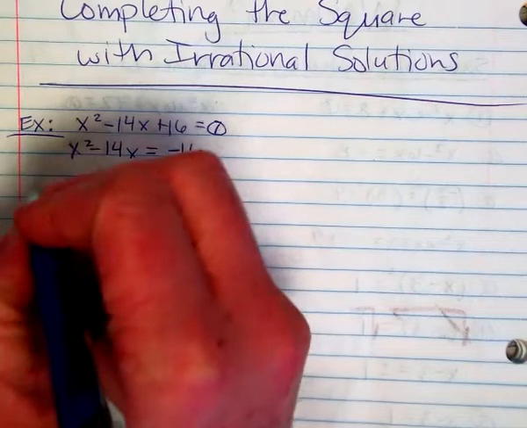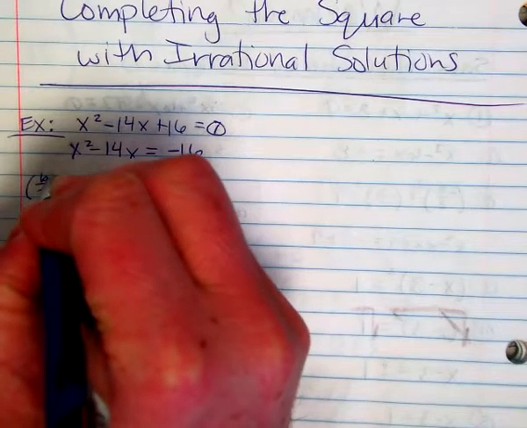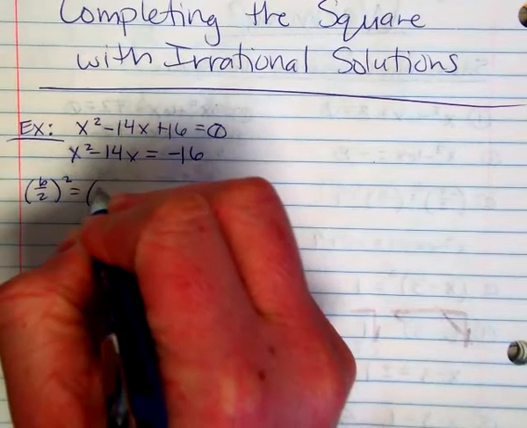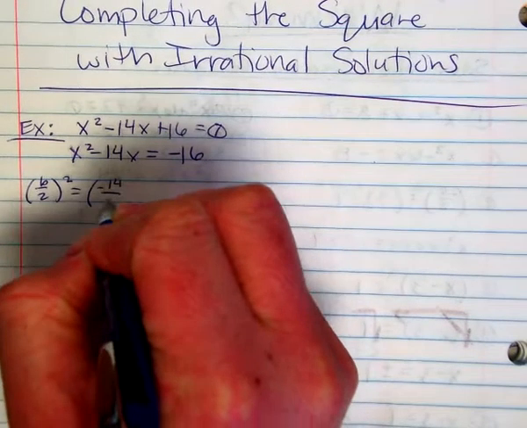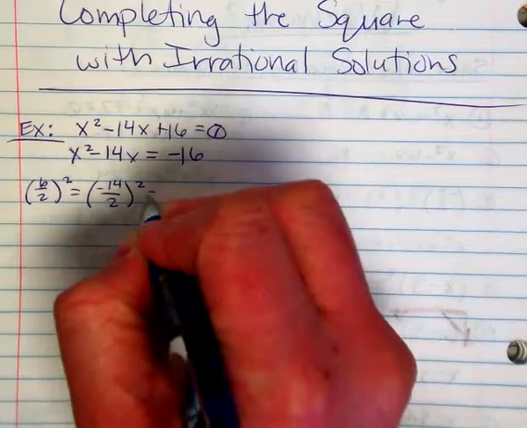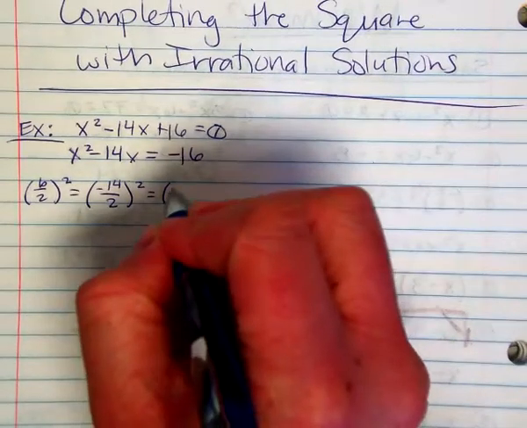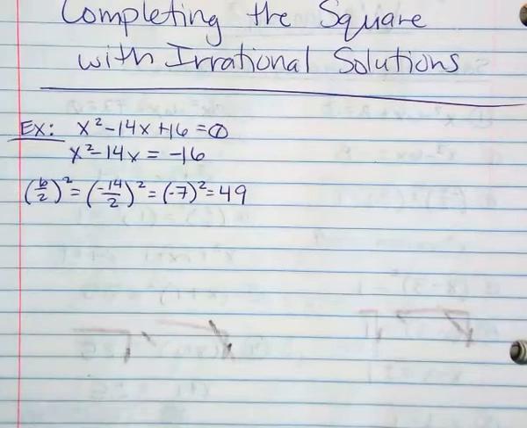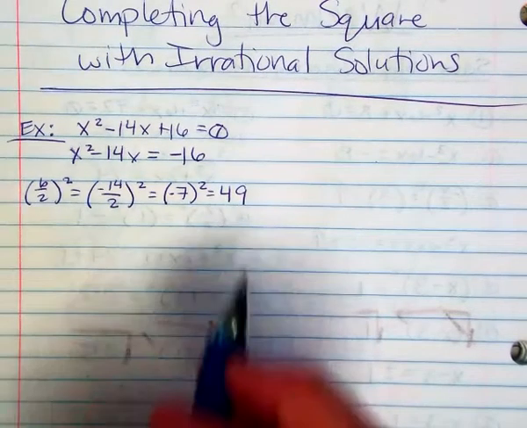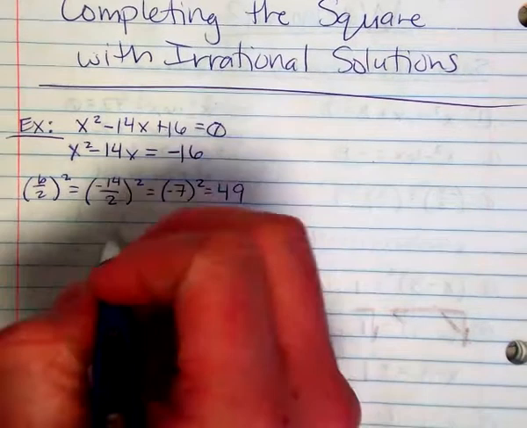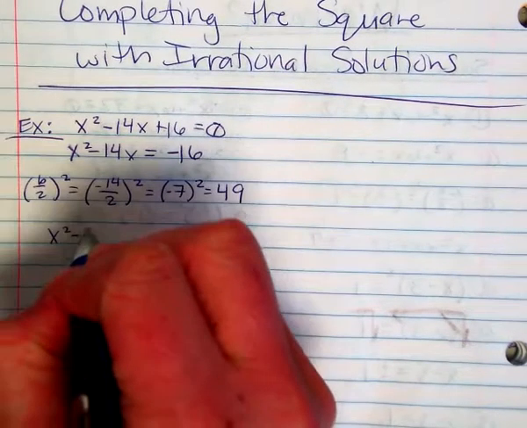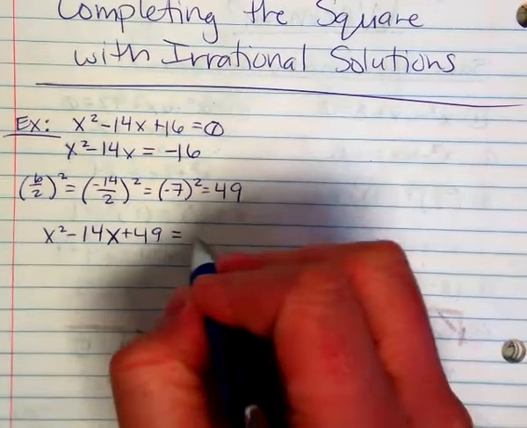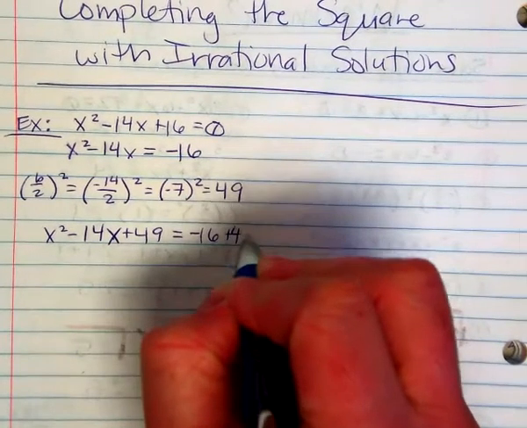From there, we have to take b and divide it by 2 and square it. Well, now b is negative 14. So I'm supposed to take negative 14 divided by 2 and square it. Negative 14 divided by 2 is negative 7. If I square it, I get 49. And we'll add that number to both sides of our equation. So now I have x squared minus 14x plus 49 equals negative 16 plus 49.